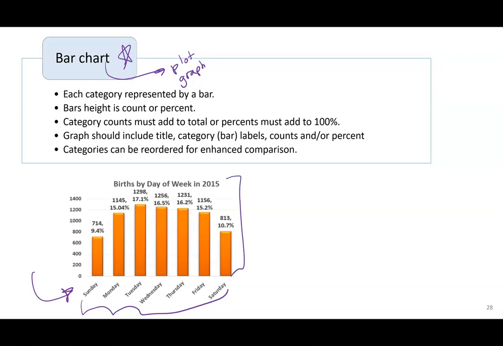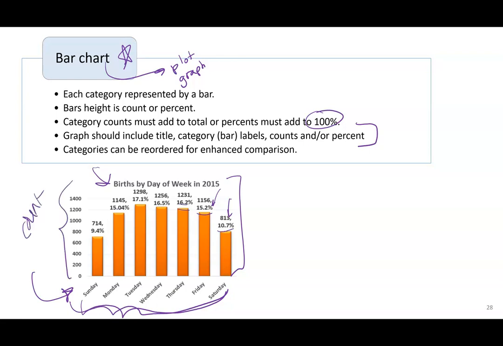If you do it by counts, if you add up the heights of all of them, it should be the total sample size. Versus if you do it by percents, these should add to 100%. Every once in a while, just because of rounding, it's a tiny bit off, but if you don't use rounding, it should be exactly 100%. So when we make plots, it should have a title. So births by day of the week in 2015. It should have some sort of label here, so maybe day of the week. And here, these are counts.